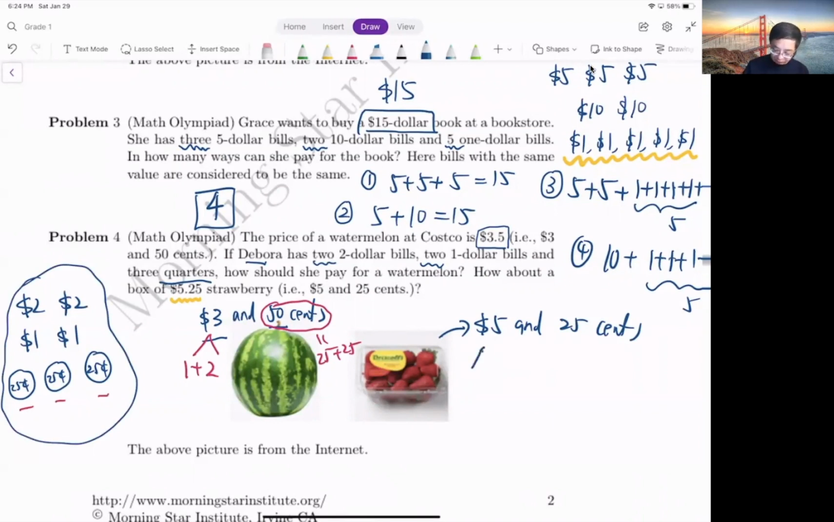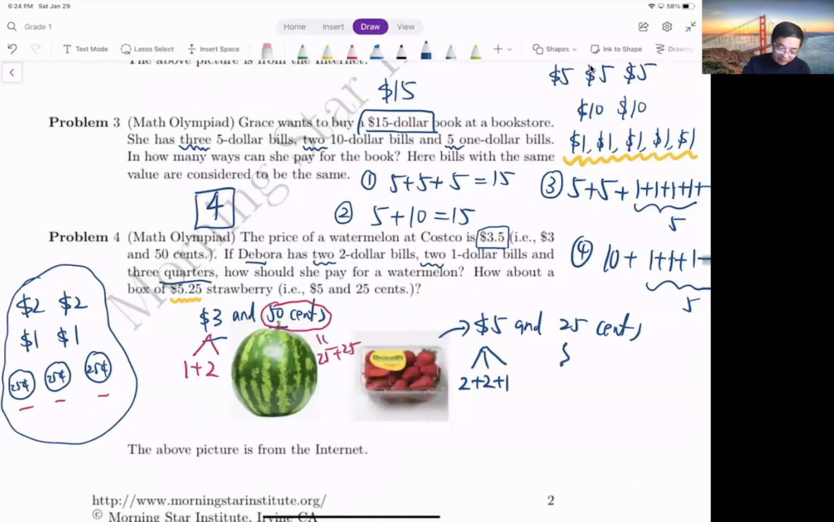So how should we do $5? Well, obviously, what you can do is 2 plus 2 plus 1, right? So this will give us $5. So that means she should use two $2 bills, 2 plus 2 is 4, and plus one $1 bill. So that's 5. Then how do you take care of 25?